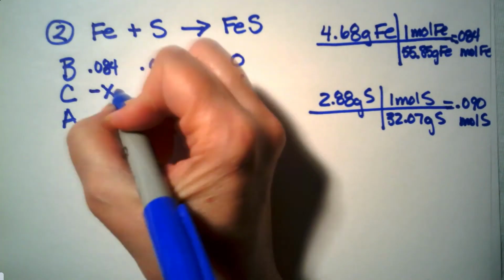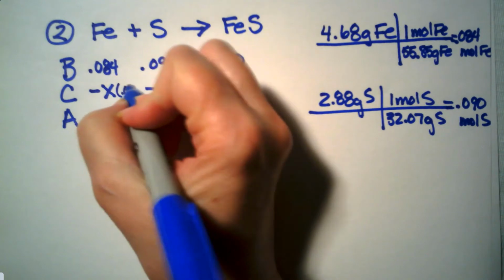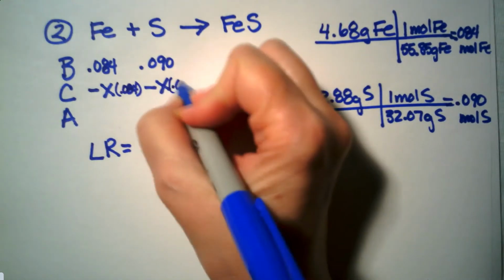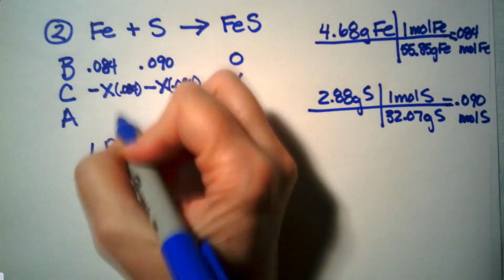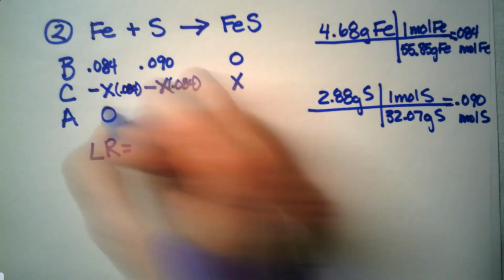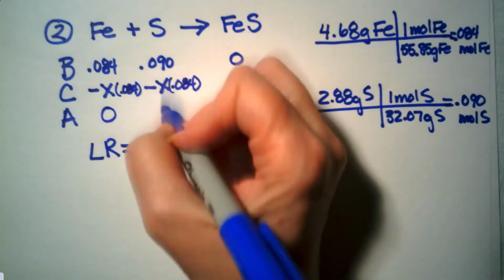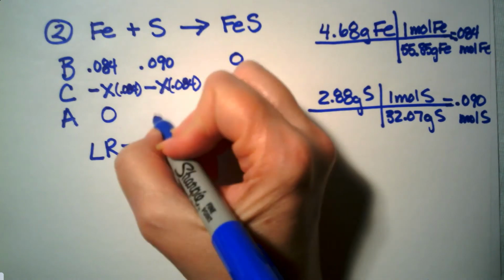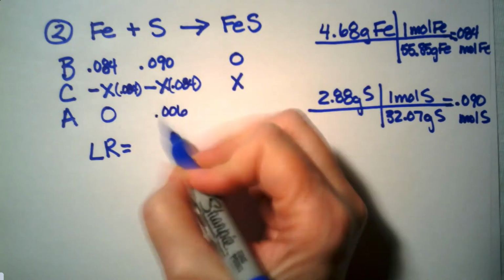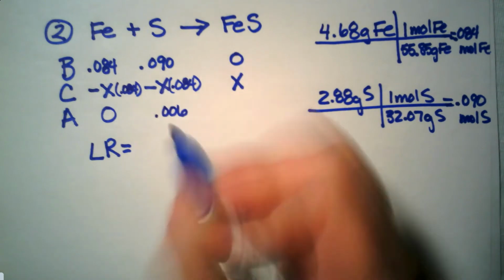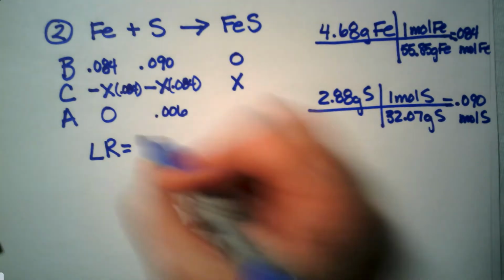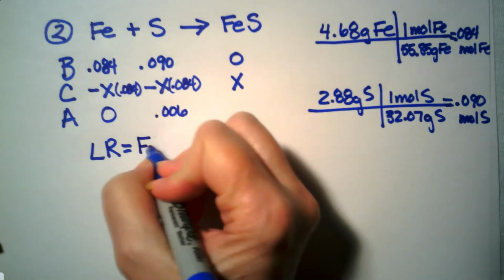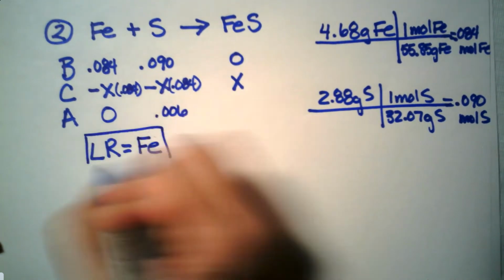So I am going to use 0.084 as my number. 0.084, and so that minus that gives me 0, so that one's run out. But let's see what happens with this one. So when I do the math on that, I get 0.006. That is a positive number. It means it is in excess. There's leftover. So that means for our final answer, iron is my limiting reactant.